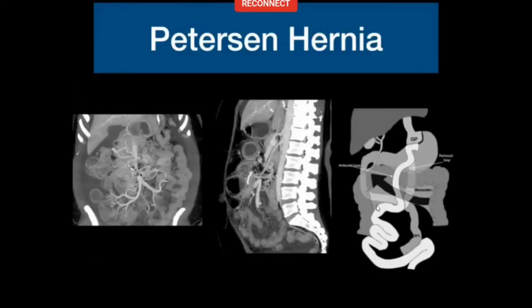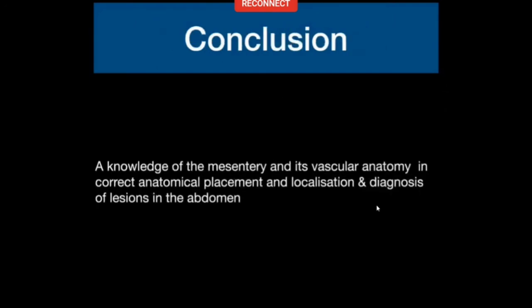See how the mesentery is getting twisted. That is why there is haziness and ascites. This is known as a Peterson's hernia.